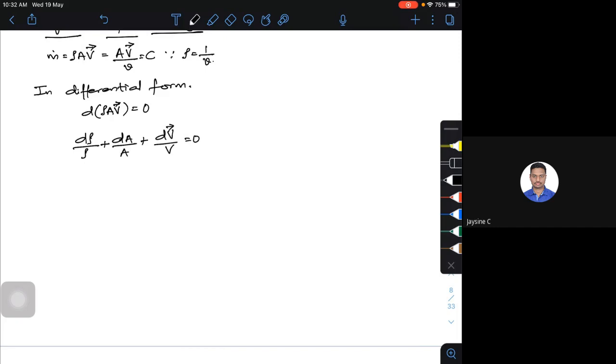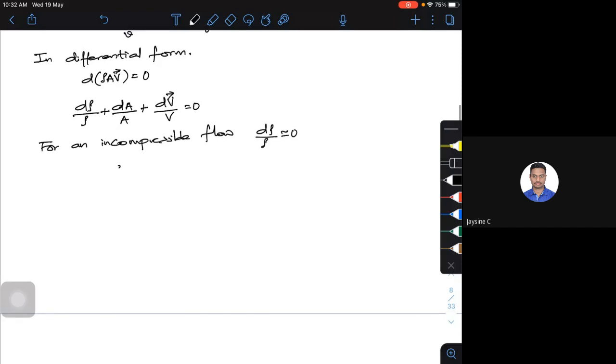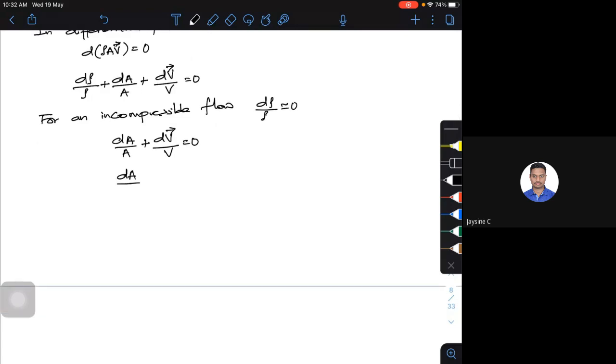So for an incompressible flow, what will happen to your d rho by rho? It is approximately negligible. So I end up with dA by A plus dV by V equal to 0, or I can say dA by A is equal to minus dV by V.